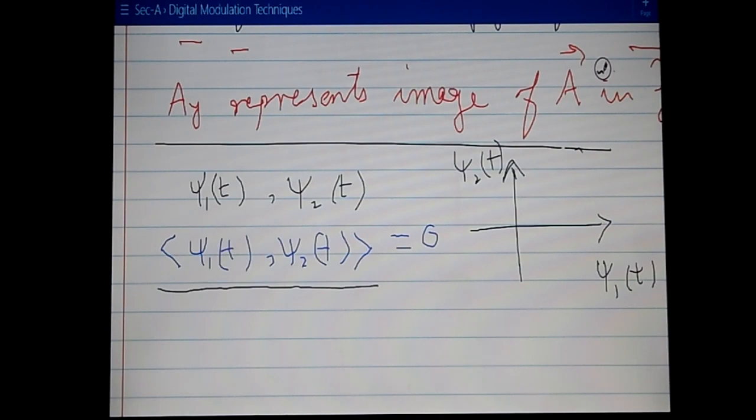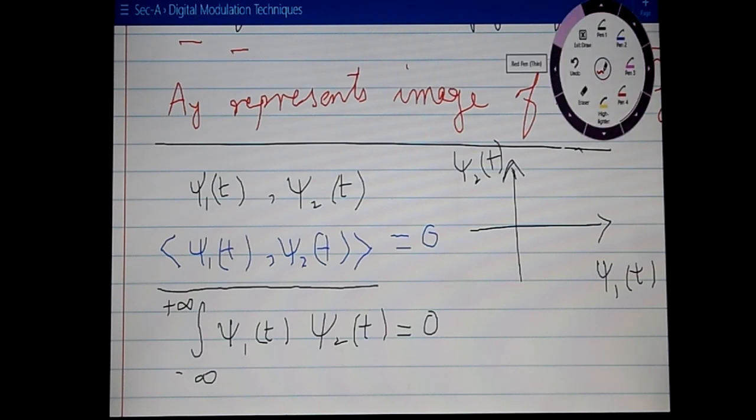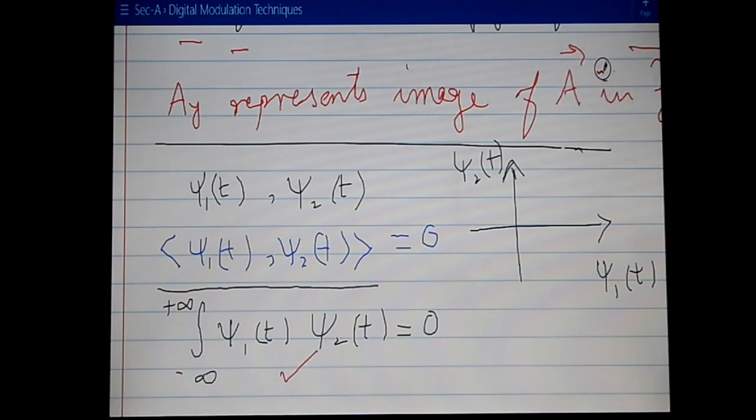Now, let me recall the dot product of these two signals. If you want to find the dot product of psi 1 of t and psi 2 of t, you actually need to integrate the product of these two signals, and that should be 0 for these signals to be orthogonal. So, orthogonality is one property, and if this property is fulfilled, then we can define these axes.